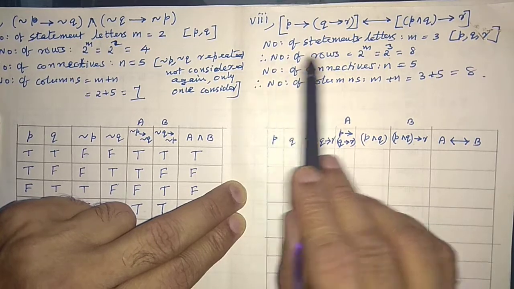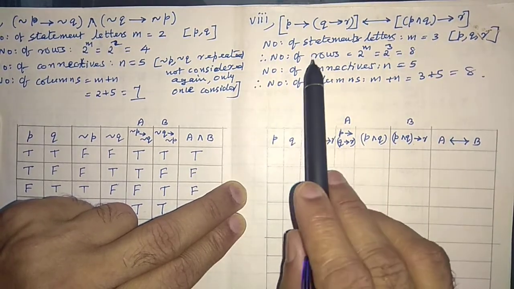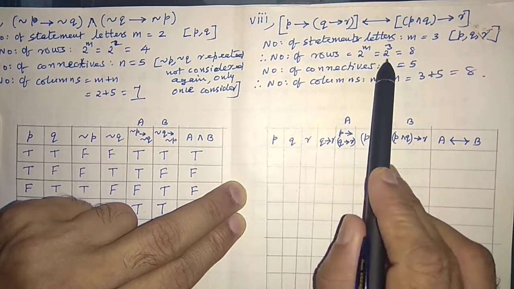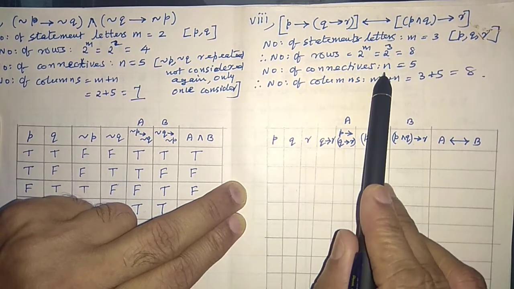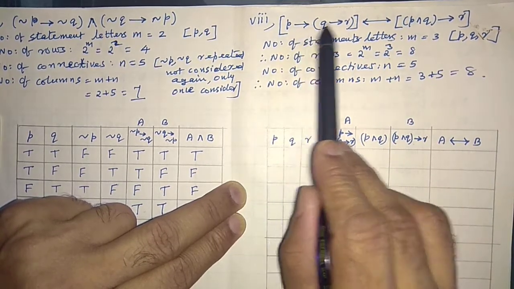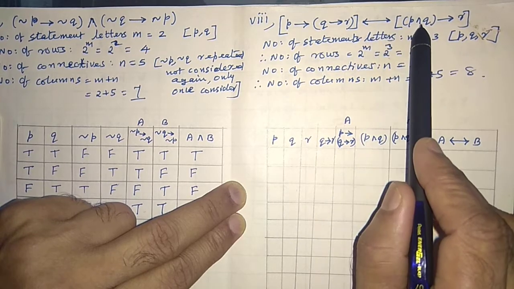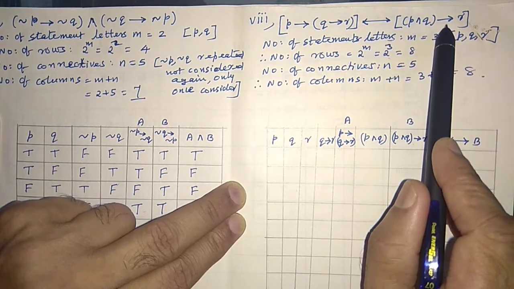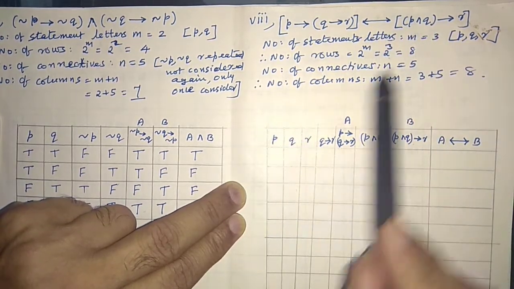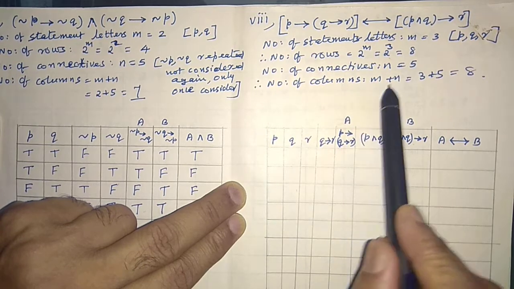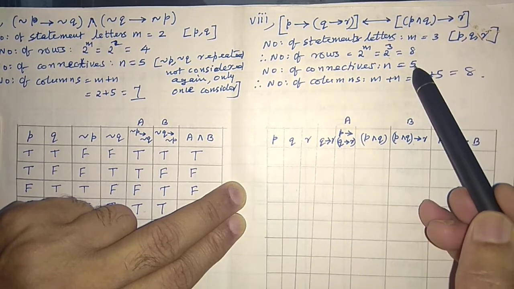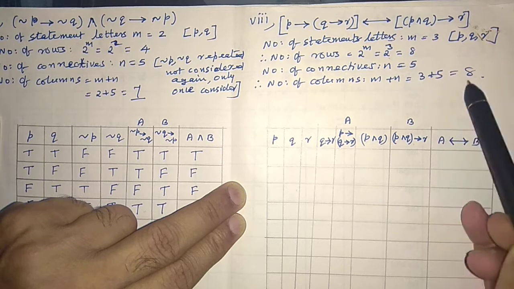P, Q, R. Number of statement letters 3. Therefore number of rows 2 power 3, 8. Number of connectives 1, 2, 3, 4, 5. So number of connectives 5. So number of columns m plus n, 3 plus 5, 8.